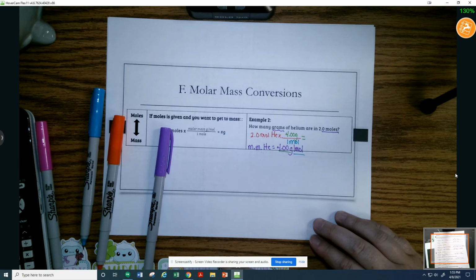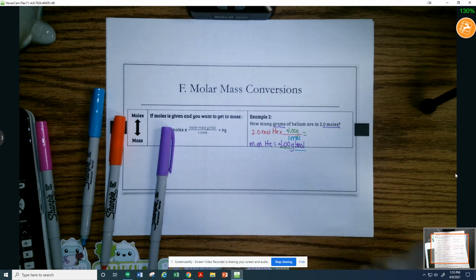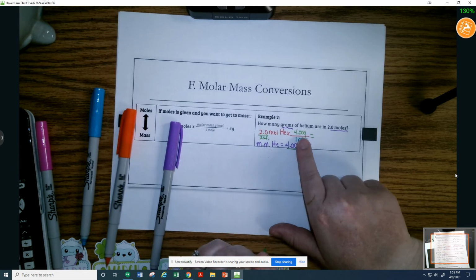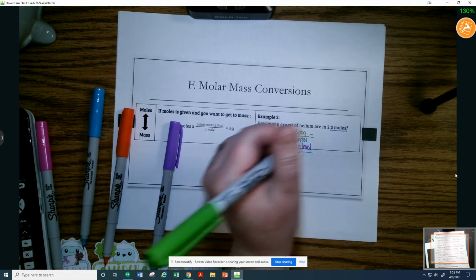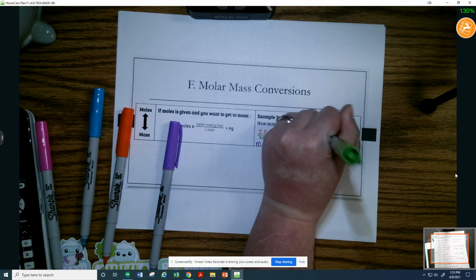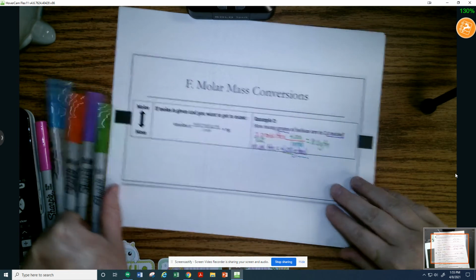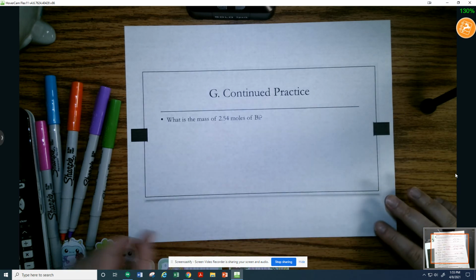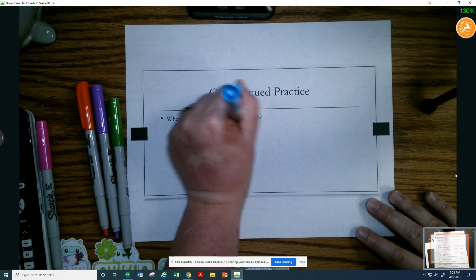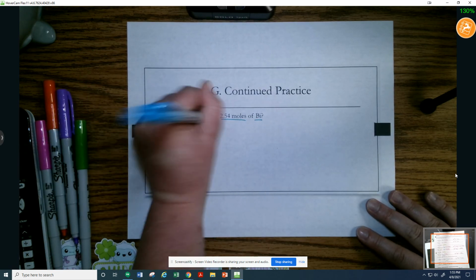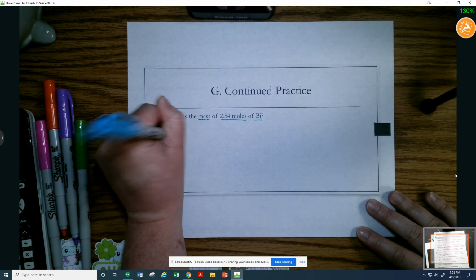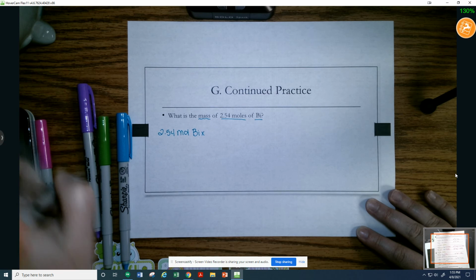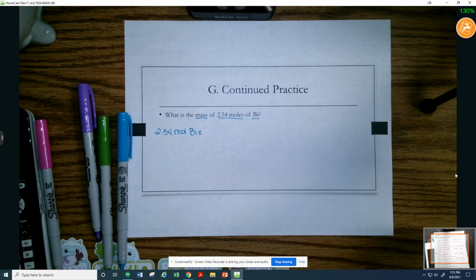All we're doing here to solve is multiplying. So 2 times 4 is 8. This 2.0 has 2 sig figs. So to have 8 with 2 sig figs, we're going to say 8.0 grams of helium. The last example then asks, what is the mass of 2.54 moles of bismuth? So my given is 2.54 mol of Bi. I need to get a molar mass because it's asking for mass.